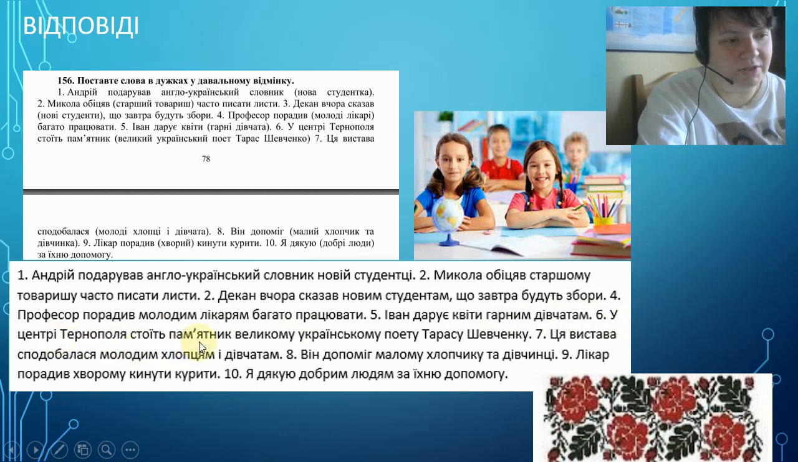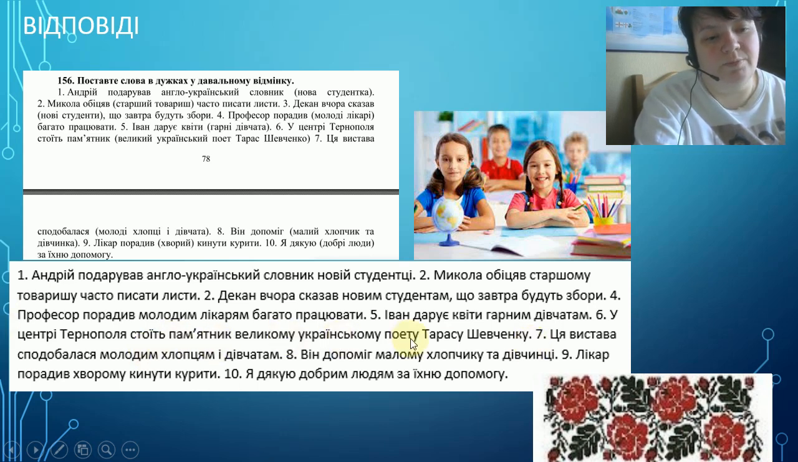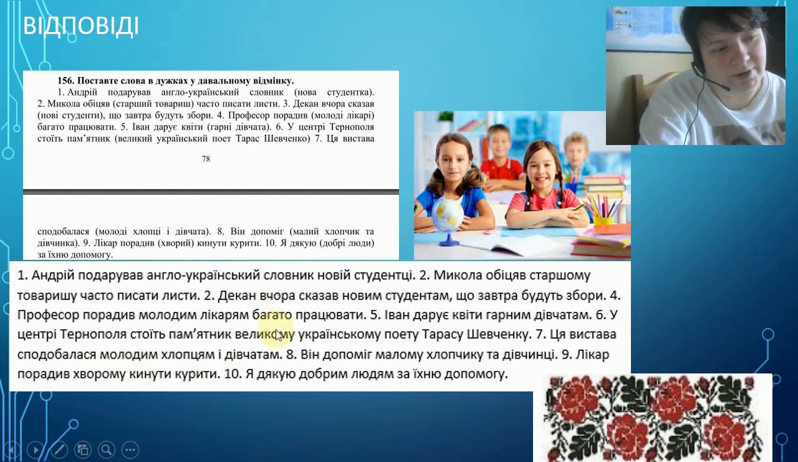У центрі Тернополя стоїть пам'ятник великому українському поету Тарасу Шевченку. In the center of Ternopil there is a monument to a great Ukrainian poet Taras Shevchenko. So, we see two adjectives here. Poet Taras Shevchenko, it's grammatical masculine, so we have endings omu in both adjectives. Ця вистава сподобалася молодим хлопцям і дівчатам. This performance was liked by young boys and girls. So, we have ending im here because it's plural form, so it doesn't matter if it's grammatical feminine or masculine.